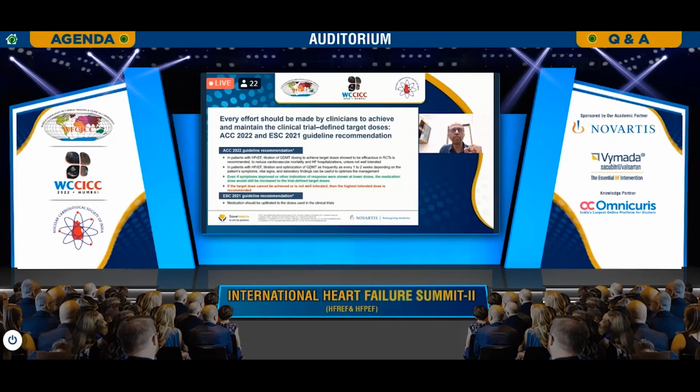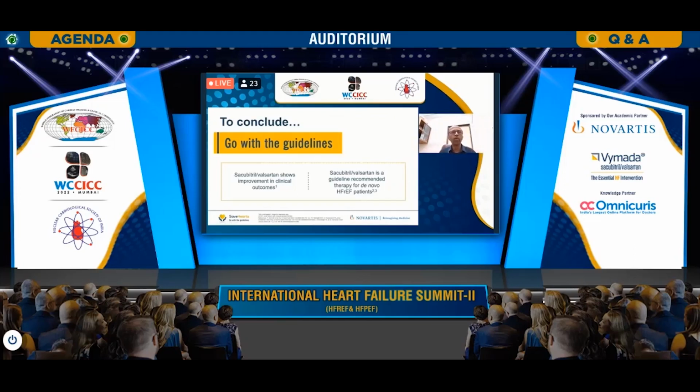But 2 messages are very important. Even if symptoms improved or other indicators of response were shown at lower dosage, medication still needs to be up-titrated. Even if the patient becomes asymptomatic, that is not the reason to keep him at lower dosages. Keep on up-titrating, because you get mortality benefit. You get recurrent hospitalization benefit. And if the target dose cannot be achieved or is not well tolerated, then the highest tolerated dosages should be continued. So to conclude, go with the guidelines, and go with the guidelines. Thank you very much for your attention.